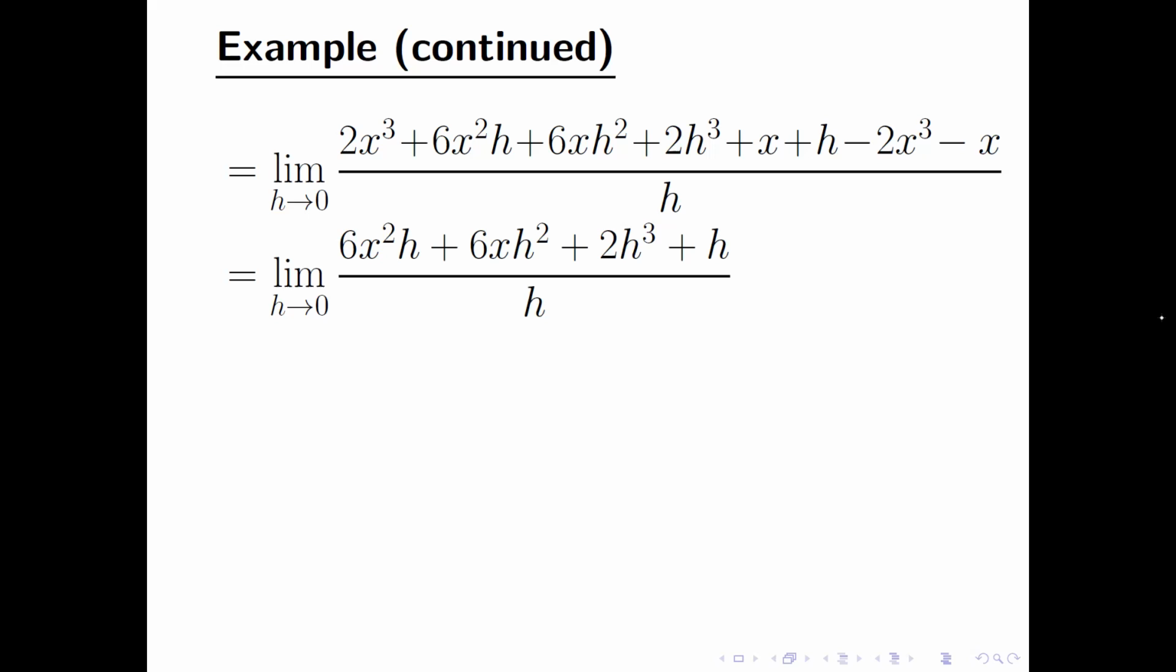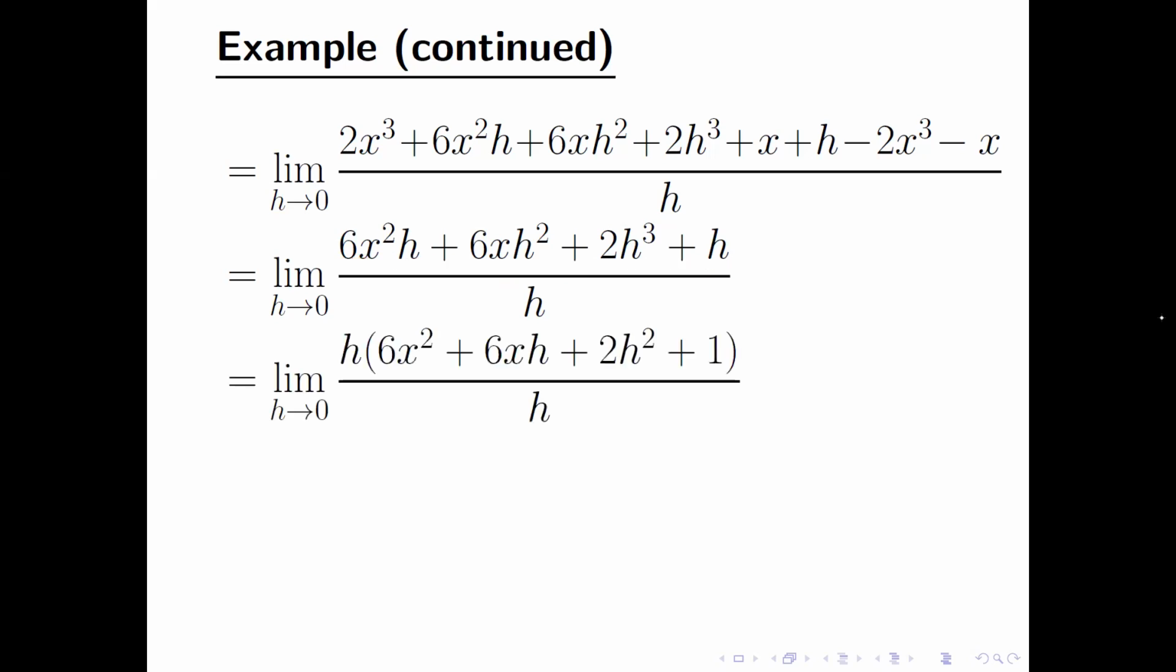And one may look at our numerator here. One can see that we have a common factor, which is our h. So we may take h as common in our numerator. Then this h and this h will divide. So we are left with 6x squared plus 6x multiplied by h plus 2h squared. And here we are left with 1.